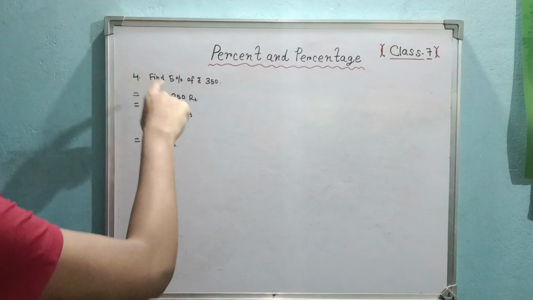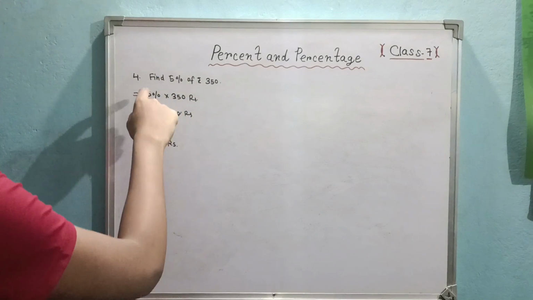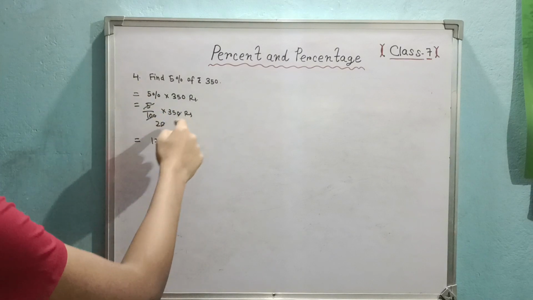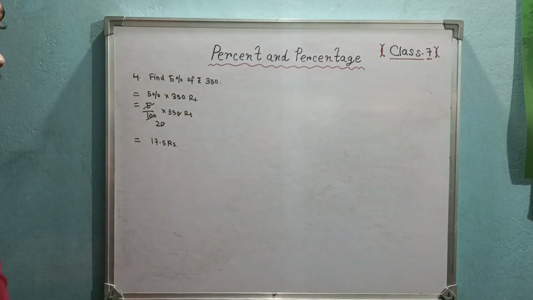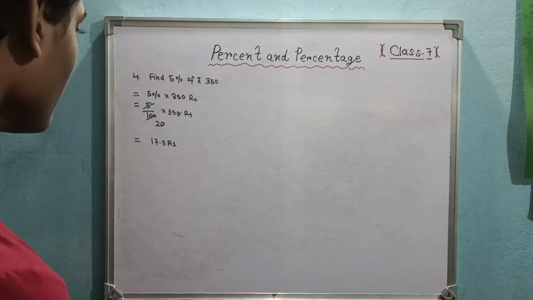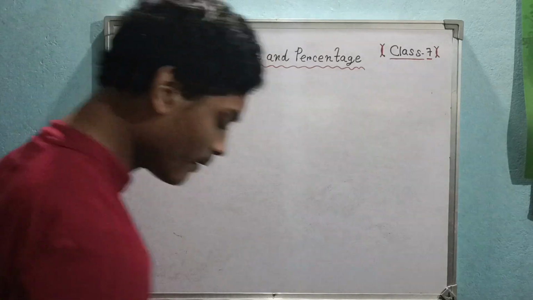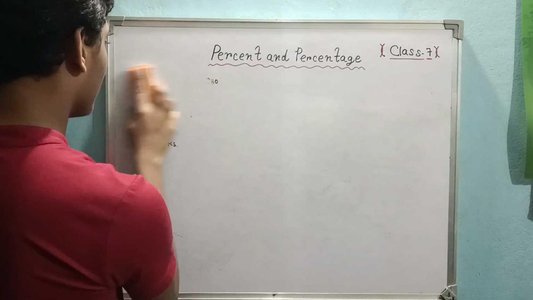Very easy. 5% of 350 means 5% into 350 rupees. 5% means 5 by 100 into 350. Simply doing division and multiplication, we get the answer as 17.5 rupees. Very easy. Let's see a few more.